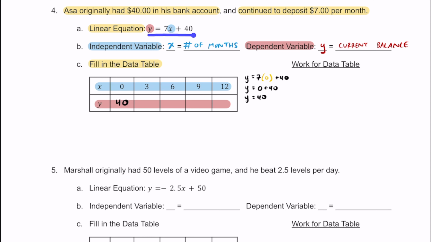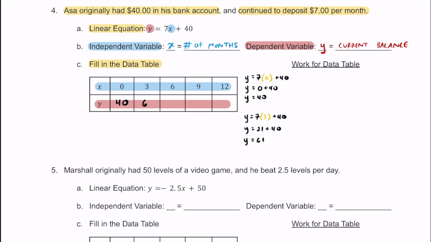Now let's take this linear equation again. Now x is going to be 3. Let's go ahead and substitute 3 in here. So that's going to be y is equal to 7 multiplied by 3. This time 3 months are going by. So go ahead and add the $40 he had to begin with here. So that's going to be 7 times 3, that's 21. So 21 plus the 40 he already had, that's going to be a total of $61.